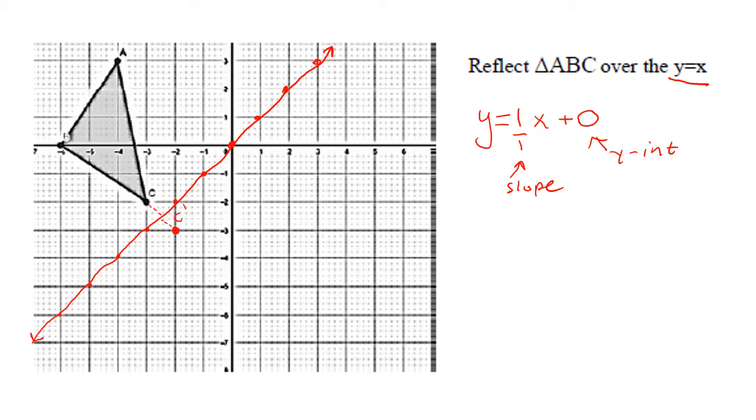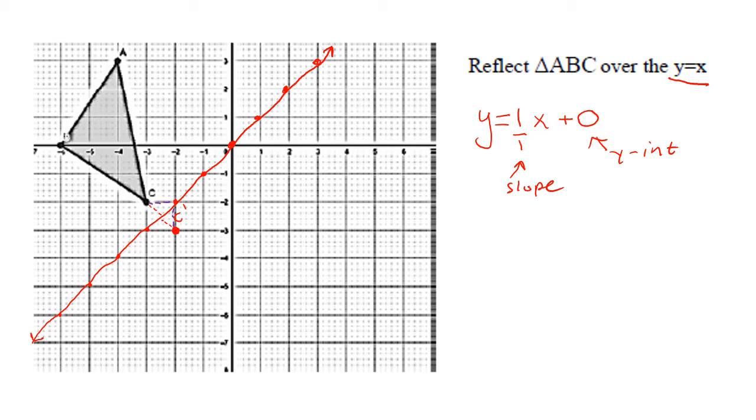Another way to think about this is, I'm going to grab a different color here, if I were to go exactly 1 unit right to this line, this means I have to go exactly 1 unit down to get to C prime. So there's a couple different ways to think about this.